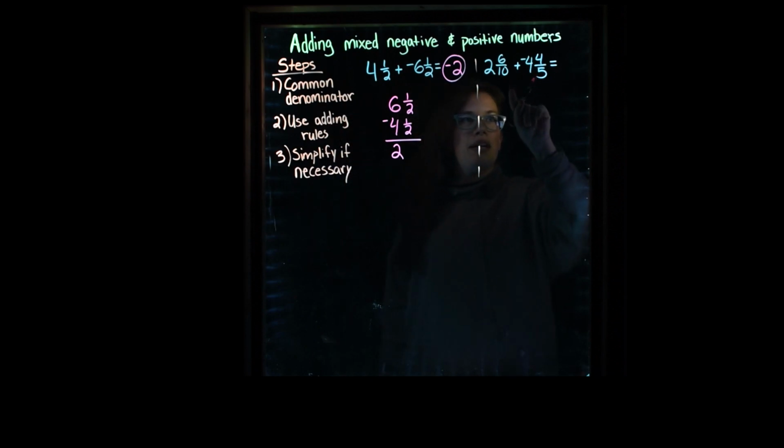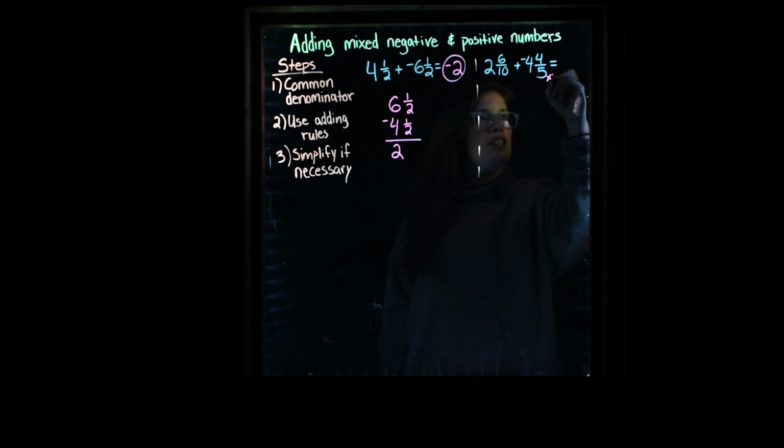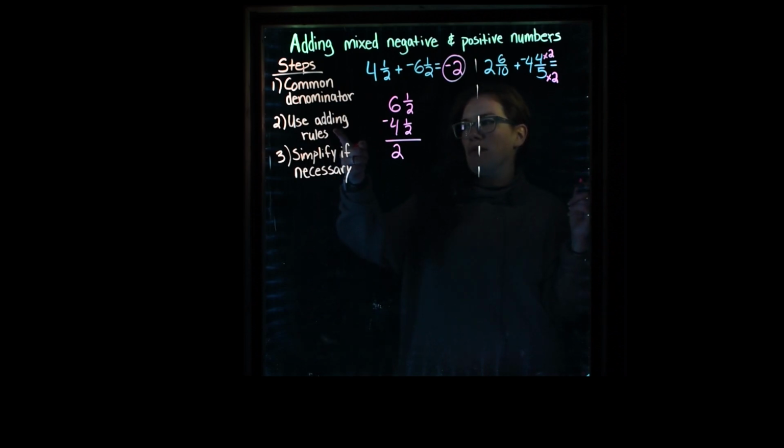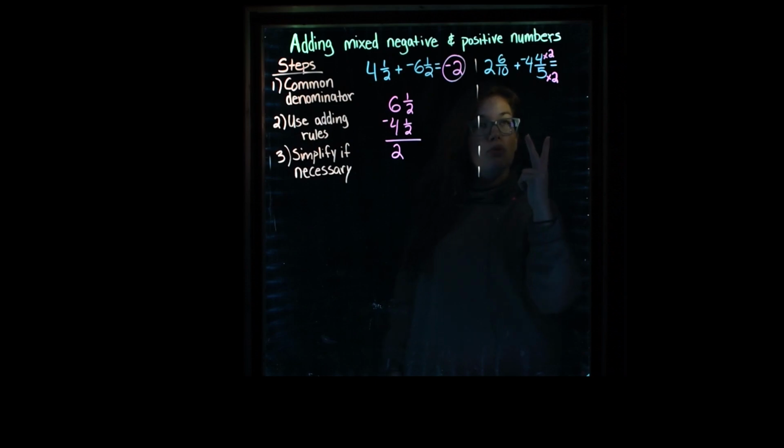First, common denominators. I have a 10 and a 5. Ooh, not common, but I know 5 can go into 10. And I know to get 5 to 10, I have to multiply by 2. I have to do that to both. Again, the one with the bigger absolute value goes on the top. And the reason why I'm going to do that is because I'm using my adding rules, which is step 2.